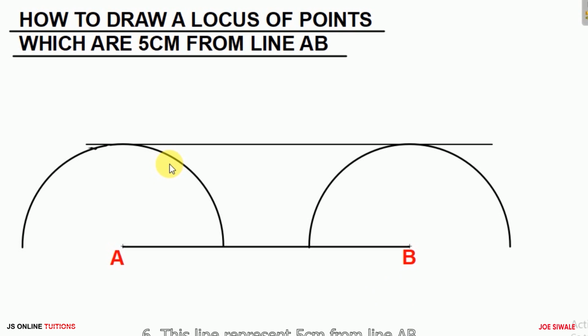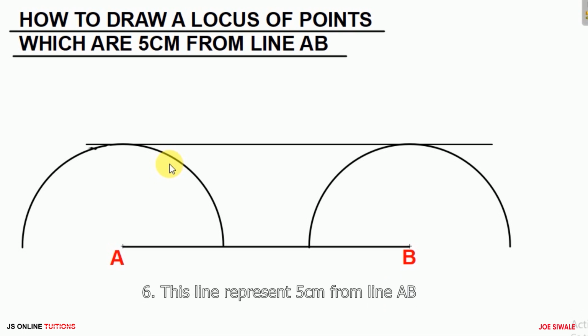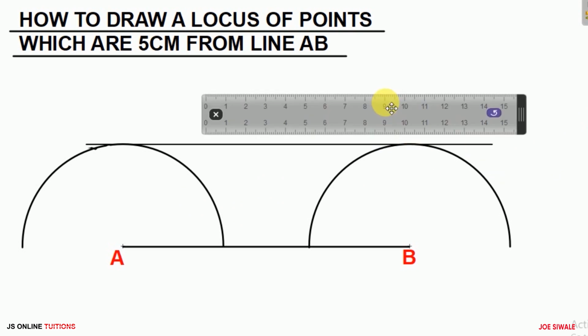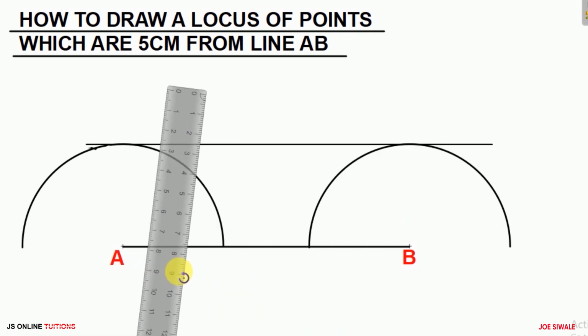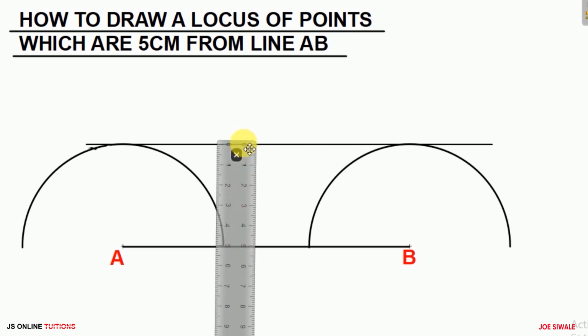Then our last step, this line represents 5 centimeters from line AB. So the line that we have drawn, this line that is touching these 2 semicircles, it is representing 5 centimeters from line AB. And if you want to prove that, you can get your ruler and you can measure 5 centimeters. So let us do that. Let me just show you. So if we put our meter rule there, as you can see, that's 0 there, then it's coming to 5 centimeters. So that's what the last step is saying, that the line that you draw will represent 5 centimeters from line AB.